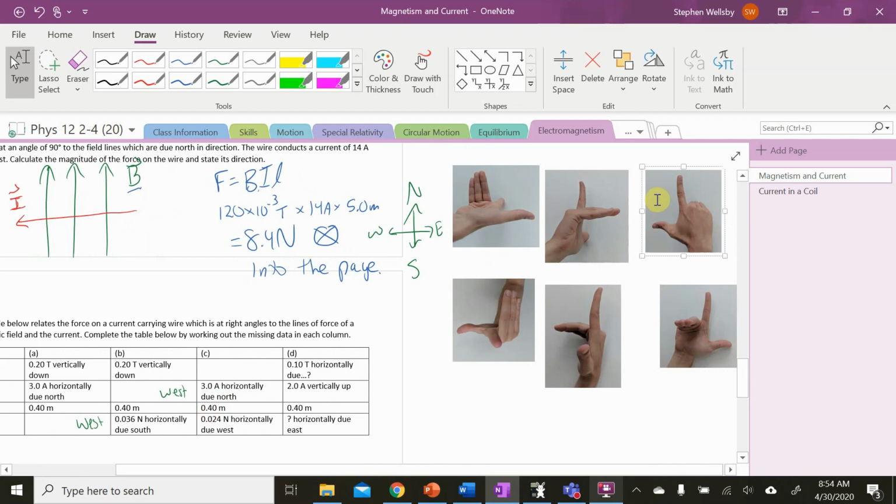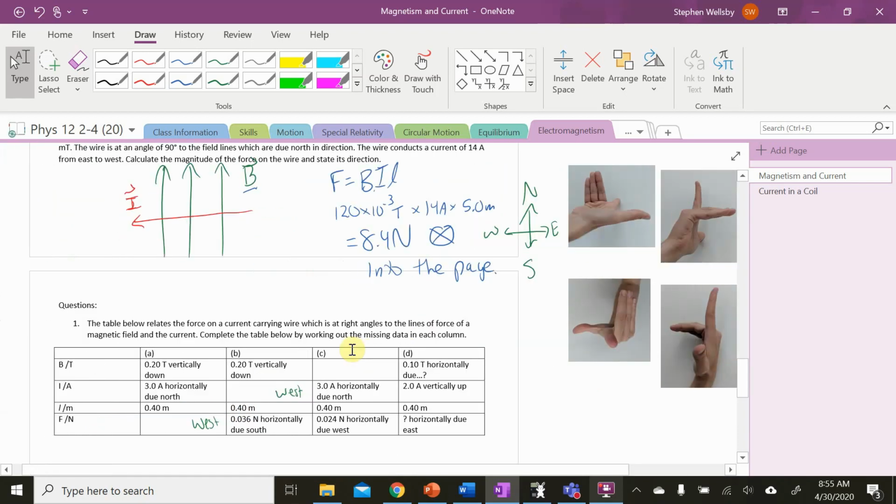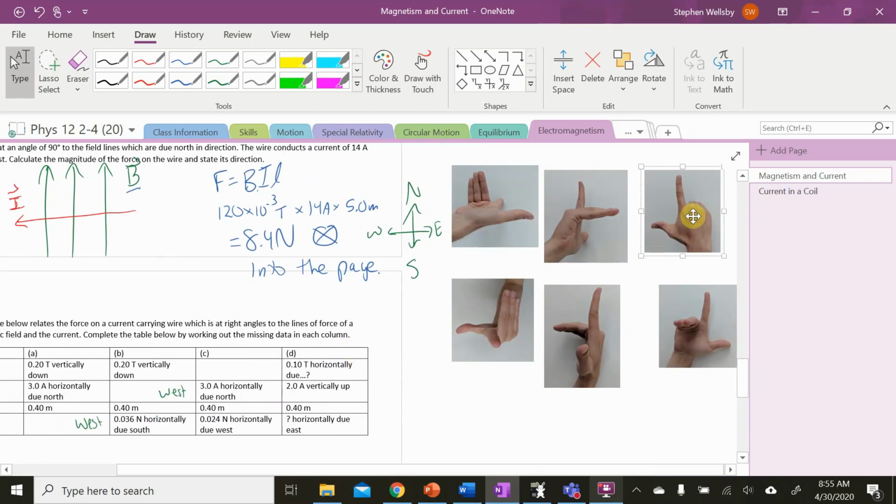And so now we've got two out of those three things nailed down. My current, which is my index finger, is going north, and my thumb, which is my force, is going west. And so what direction is the magnetic field? Well, the magnetic field is indicated by my fingers. And so what direction are my three fingers pointing? Well, the direction that they're pointing is into the page. So that is my answer for part C.